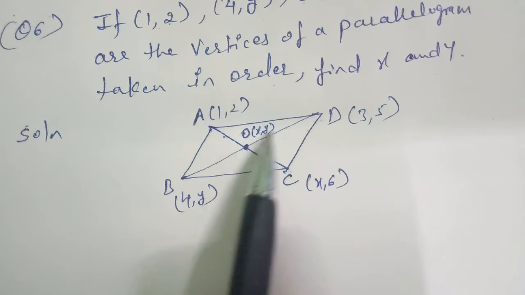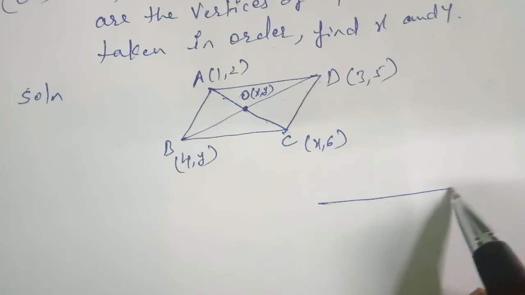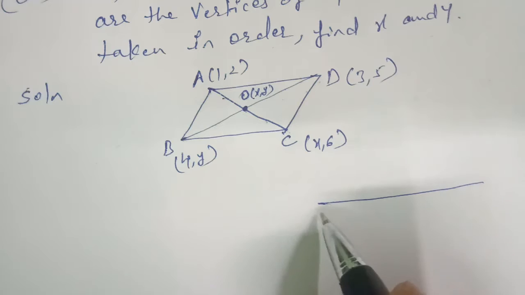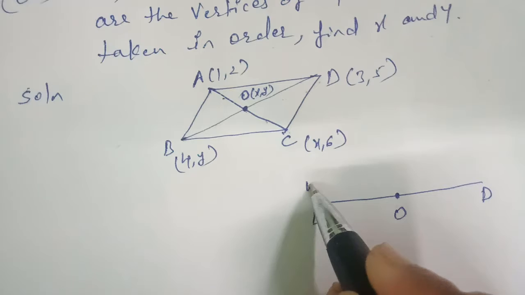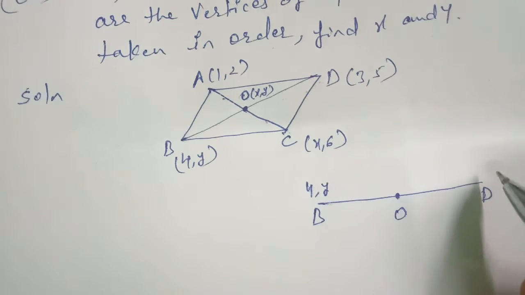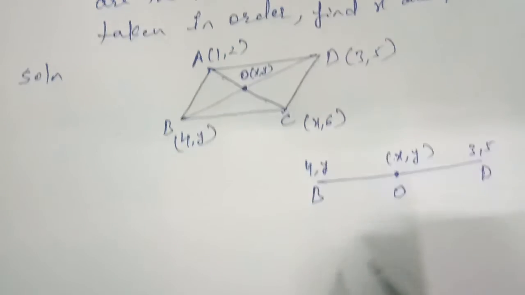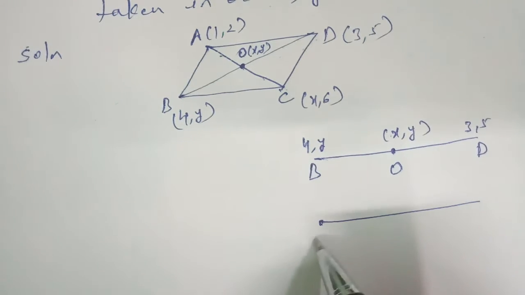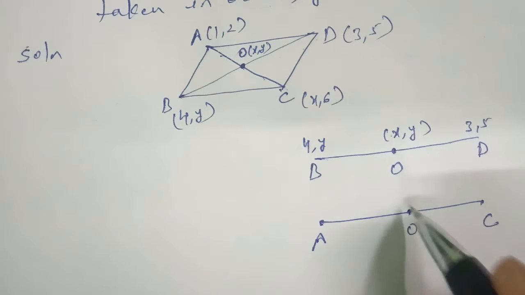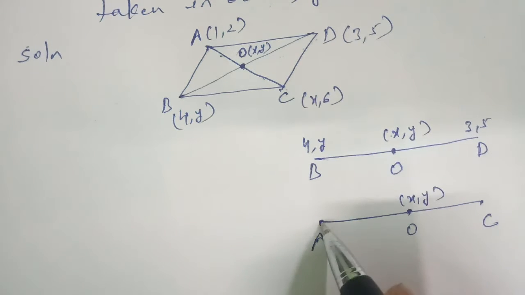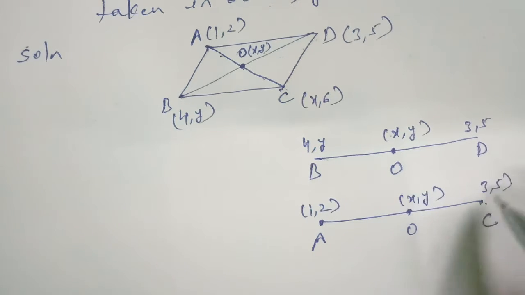So we have to use the section formula for finding the value of x. Let us take BD, with O at the middle. I am separating the diagonal: the coordinates are (4, y) and (3, 5), and O is (x, y). Let us take the diagonal AC also separately. Here also O is at the middle, with coordinates (x, y). The coordinates of A are (1, 2), and of C are (3, 5).